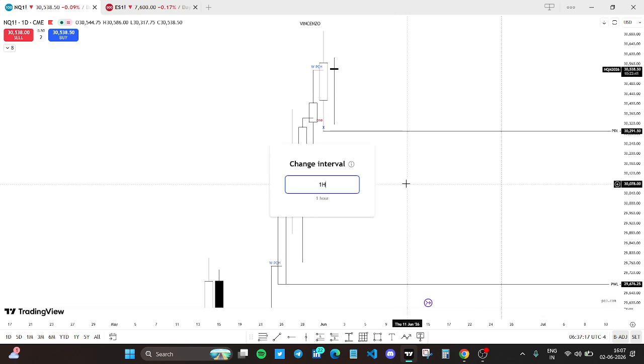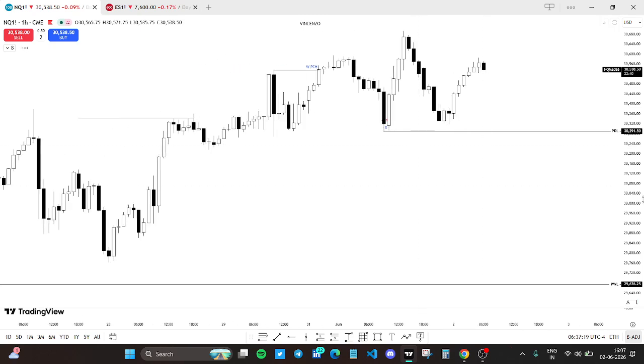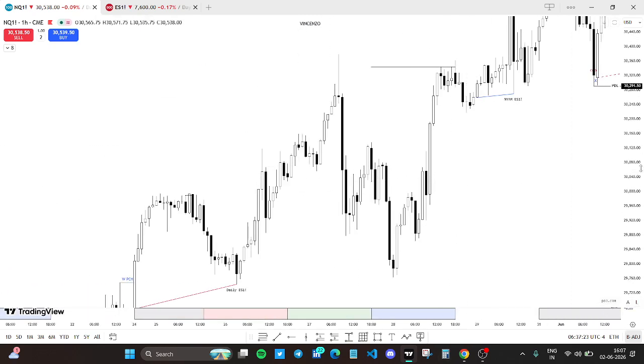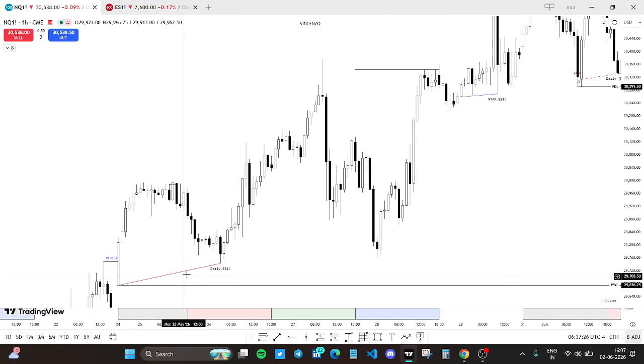Okay, when it comes to the 1 hour, what was I looking for? In 1 hour we can see this is the daily smart money reversal, SMT. When Q1 and Q2 make SMT, the entire week will be bullish.